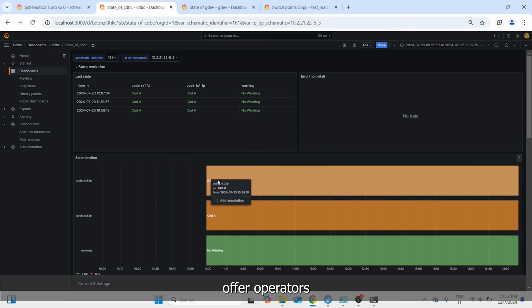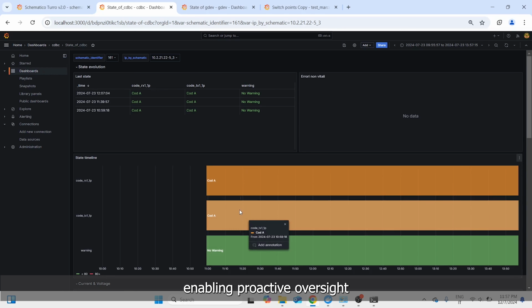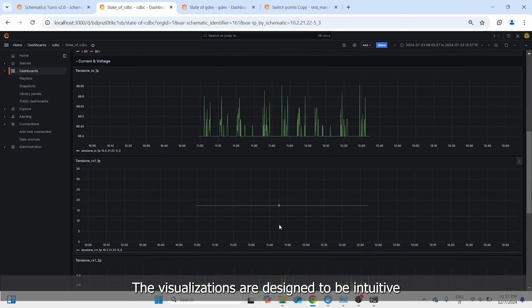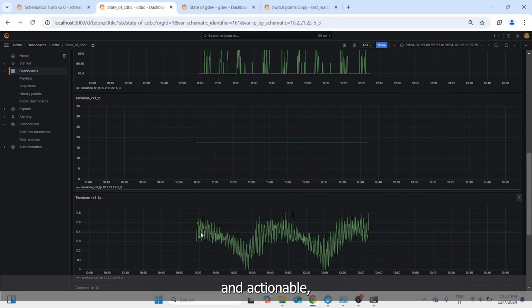These dashboards offer operators a real-time and remote view of the asset status, enabling proactive oversight and swift issue resolution. The visualizations are designed to be intuitive and actionable, empowering users to make informed decisions with ease.